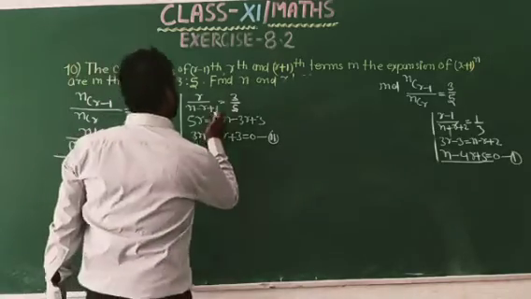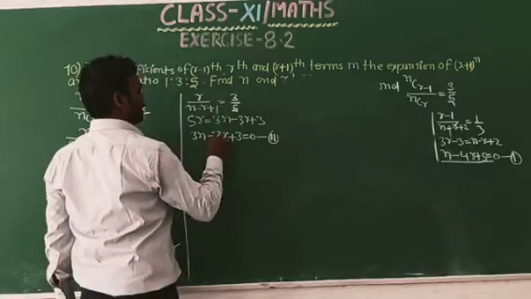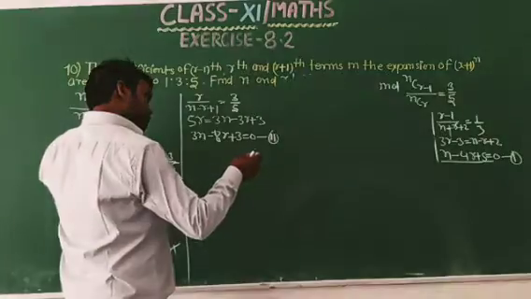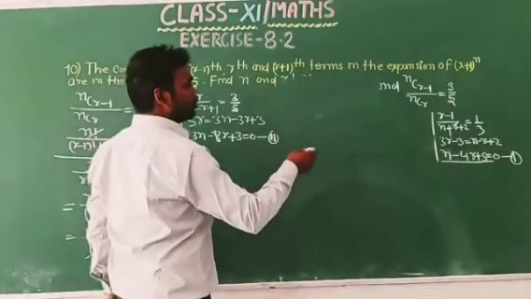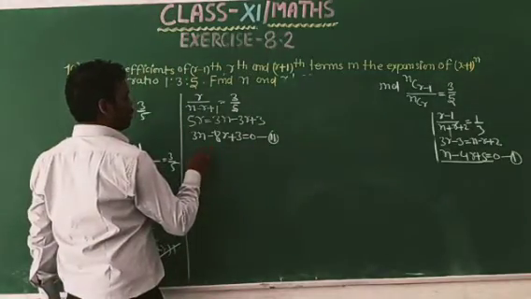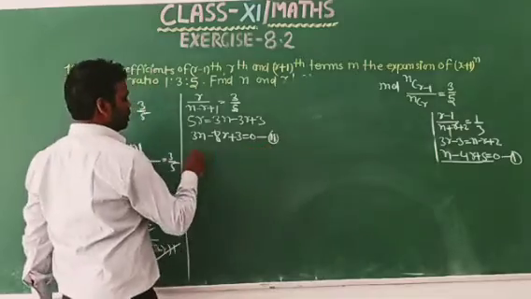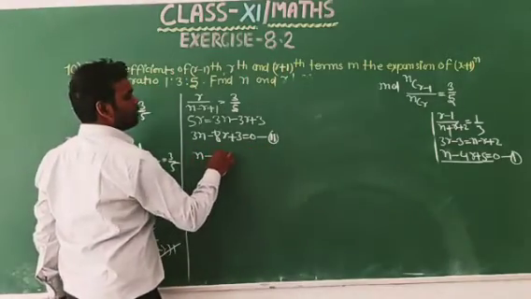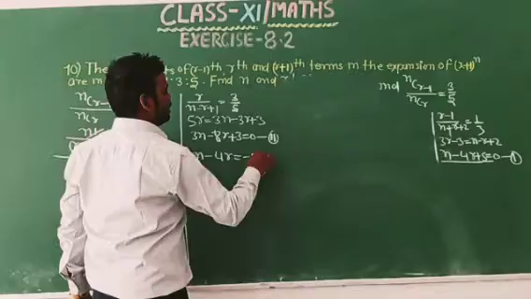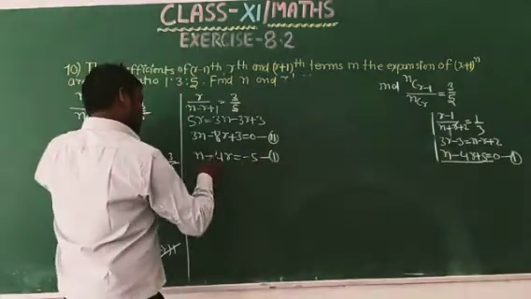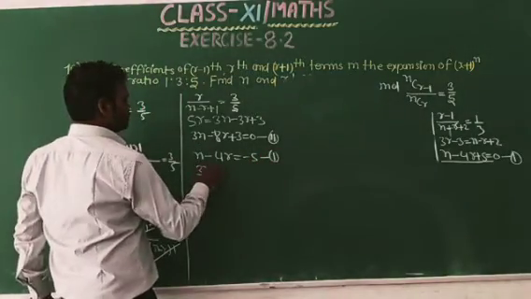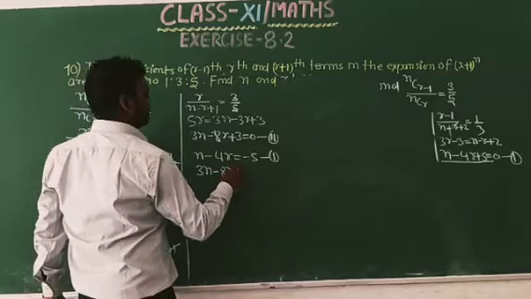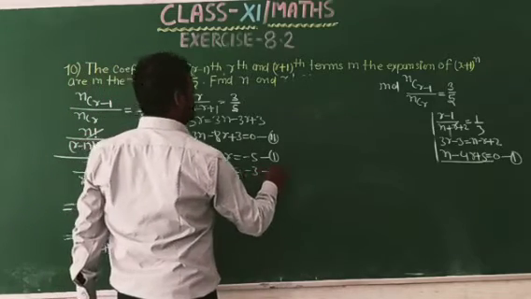So this is 8r. Now solving equations 1 and 2. Equation 1 is n minus 4r equal to minus 5. This is equation number 1. And equation 2 is 3n minus 8r equal to minus 2.